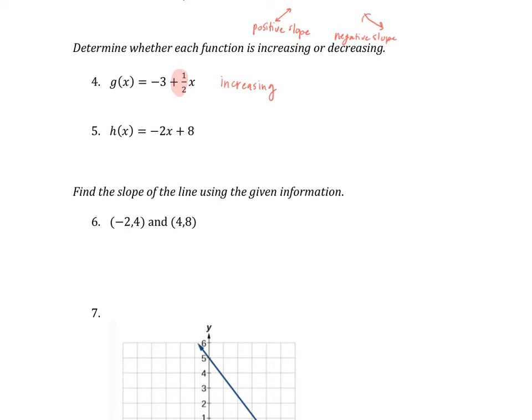And for number 5, the slope is in front of the x. In this case, it is the first number, right? So it's -2. Since it's a negative slope, it will be decreasing. And that's all you're looking for.